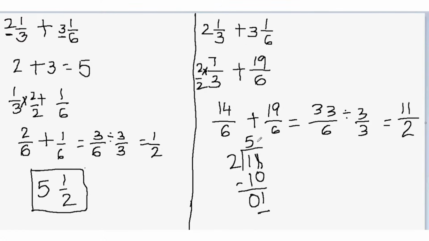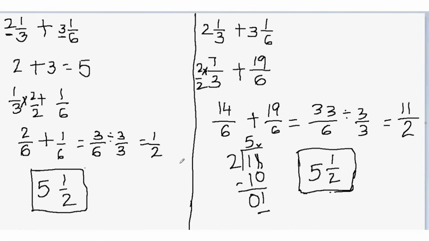So I'll write my answer on the top first. This will be my whole part. 5 becomes my whole part, and for the fractional part, the remainder goes on the top and then the divisor goes at the bottom. So this becomes my numerator and this becomes my denominator. So I will write 1 on top and then 2 at the bottom. So my answer is again 5 and 1 over 2.